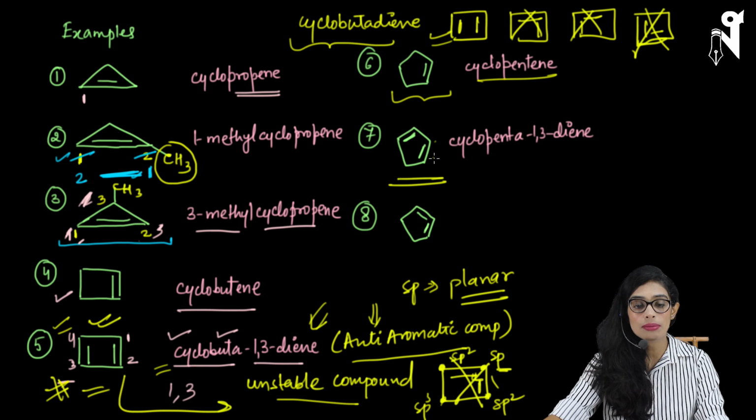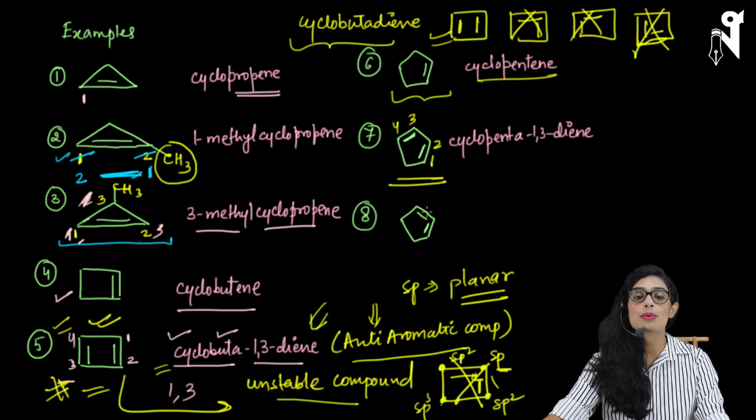I can start numbering from here: 1, 2, 3, and 4. If I do the numbering this way, my double bond will get position 1 and position 3, and the name of the compound will be cyclopenta-1,3-diene.